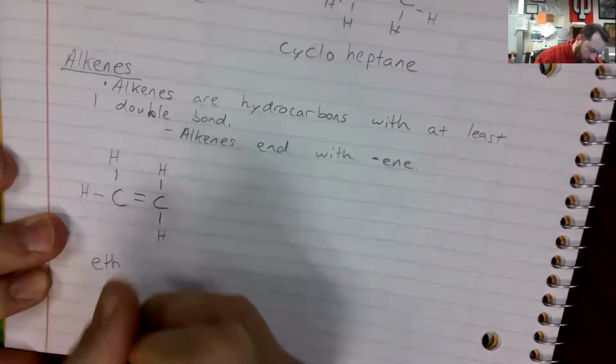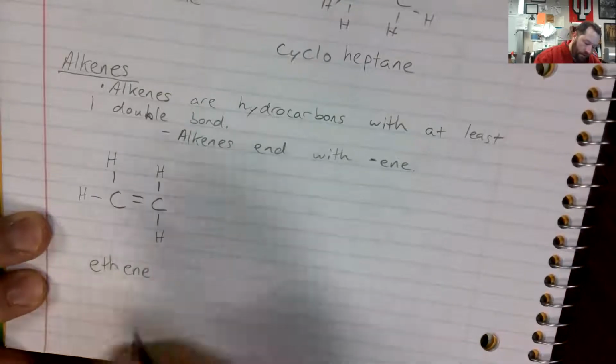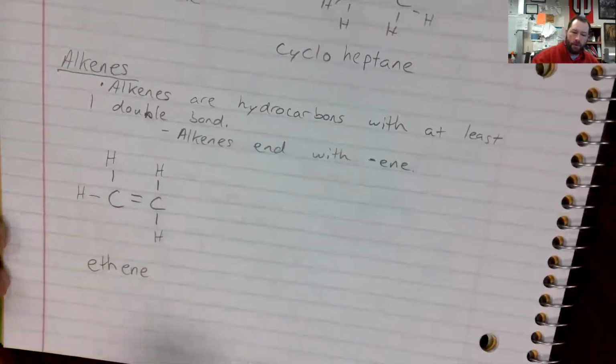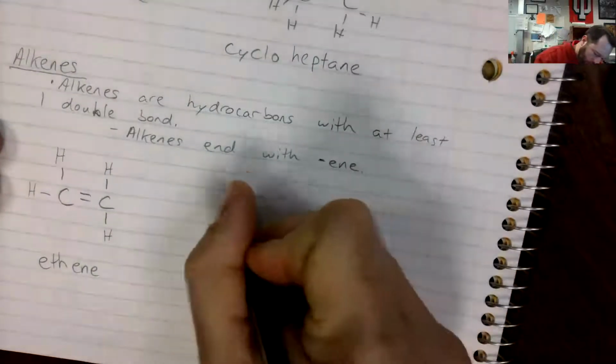All right, we go ahead and name them. Eth tells us there's 2 carbons. Ene tells us there's a double bond. So 2 carbons with a double bond. So again, each of these pieces kind of works together to tell us what it is we have.